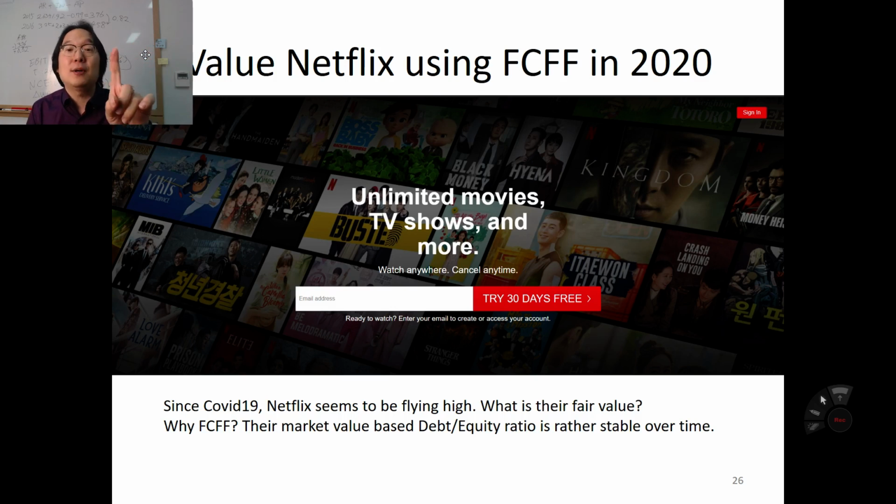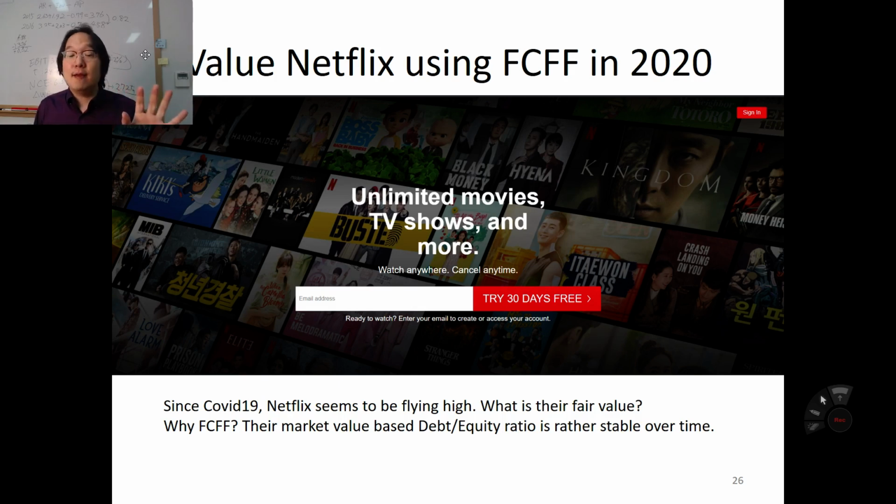So, disclaimer: I'm not responsible for the consequence. This is just one way of estimating value in a very rough way, as a baby step. In practice, you would have to do a lot more study than this one. I'm going to tell you what aspects of study you need to do in addition to this one. Wait for that. We're going to use FCFF.